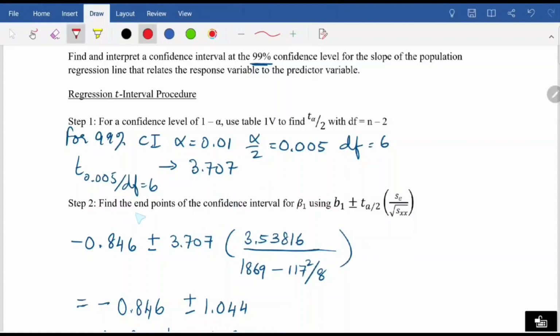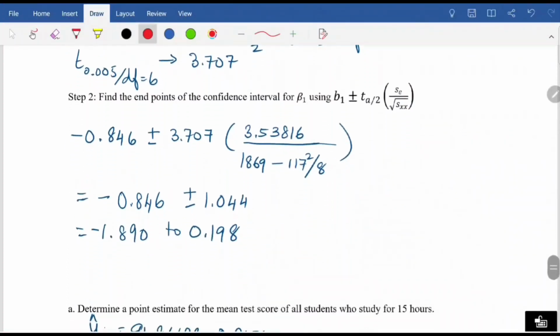Then step 2, it says find the endpoints of the confidence interval for beta sub 1 using this formula. So take your sample slope from your sample regression equation, plus minus T of alpha by 2 times S sub E, also found when we were performing our hypothesis test, divided by the square root of S sub XX, which we also found during our hypothesis test. So plug in the appropriate values.